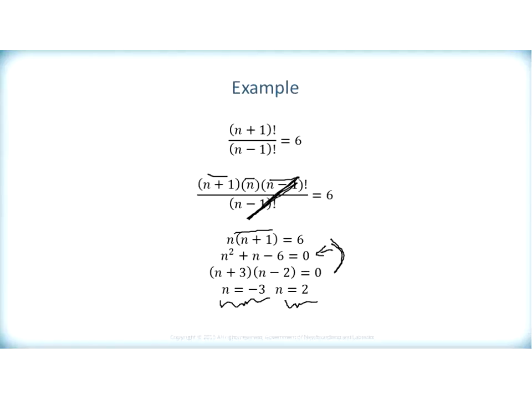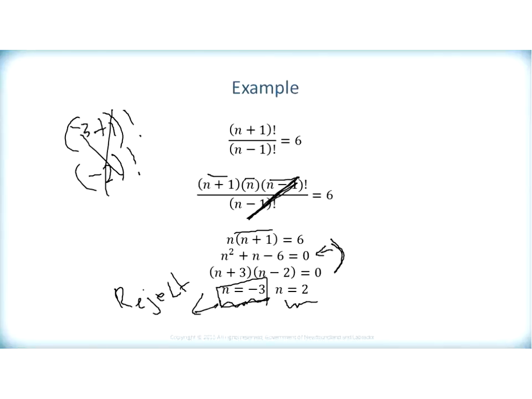Yet if we look at n equals negative 3, plus 1 factorial will give us negative 2 factorial, which is not defined. Therefore, we must reject. It is an inadmissible value. N equals 2, we will have 2 plus 1 factorial, which gives us 3 factorial. That's okay. It's defined. And we have 2 subtract 1 factorial, which is 1 factorial, and that is also defined. 2 is our answer.